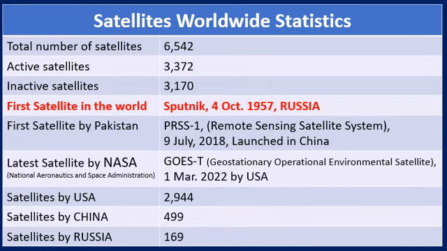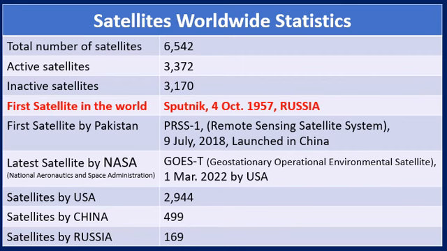Here are some statistics of satellites worldwide. The total number of satellites are 6,542, out of which active satellites are 3,372, inactive satellites are 3,170. The world's first satellite was launched by Russia with the name Sputnik on 4th October 1957.